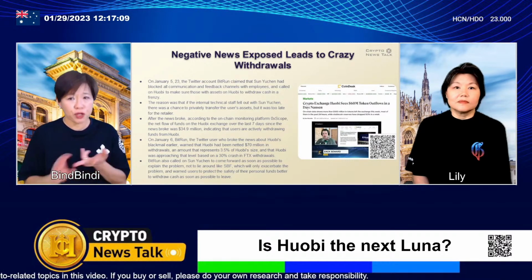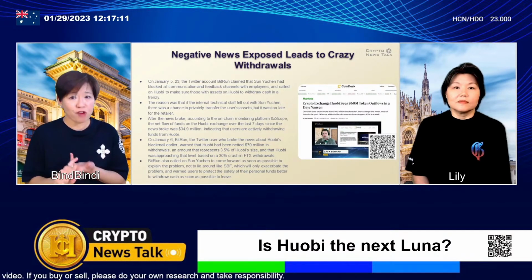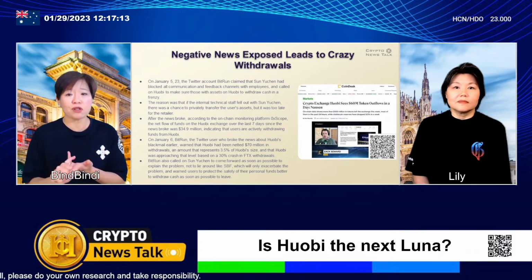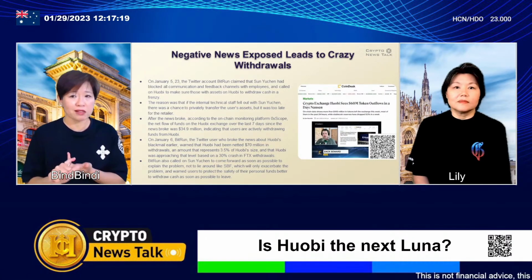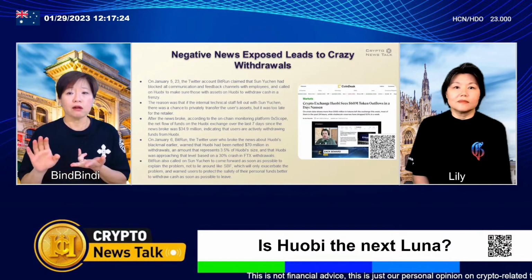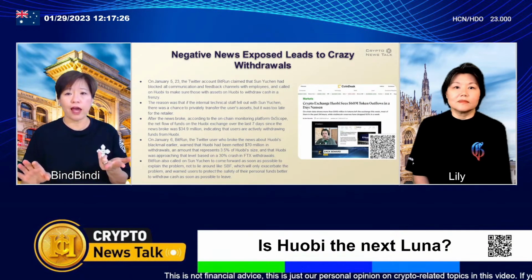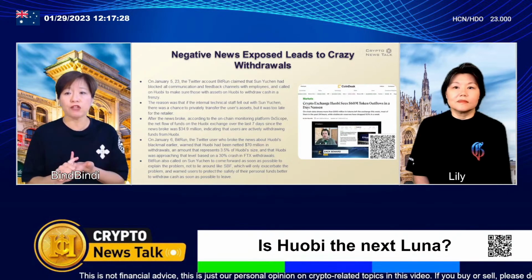And of course, the third thing, active user addresses drop to 44 times lower than the peak in 2019 and 20 times lower than Binance. That is happening in Huobi right now. So many, a huge drop in active user addresses.